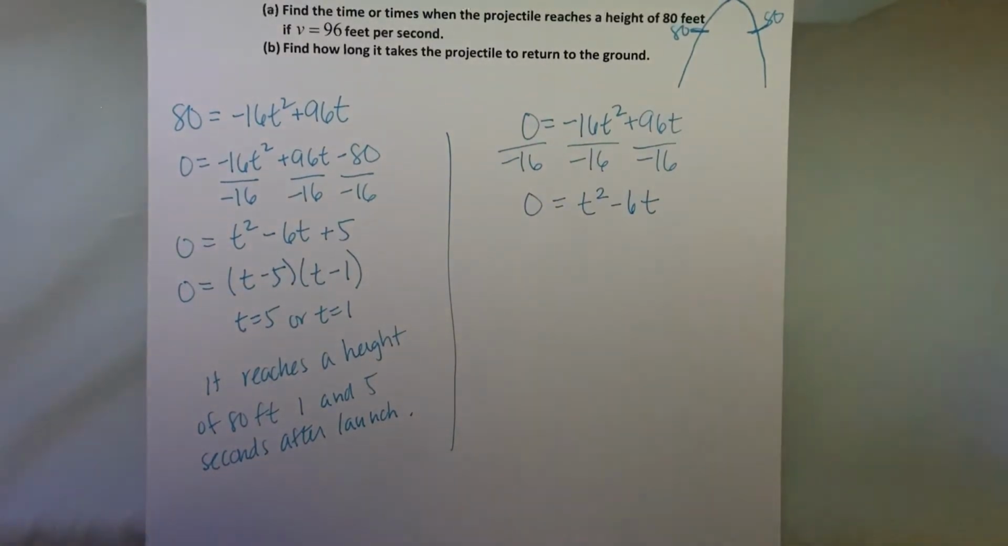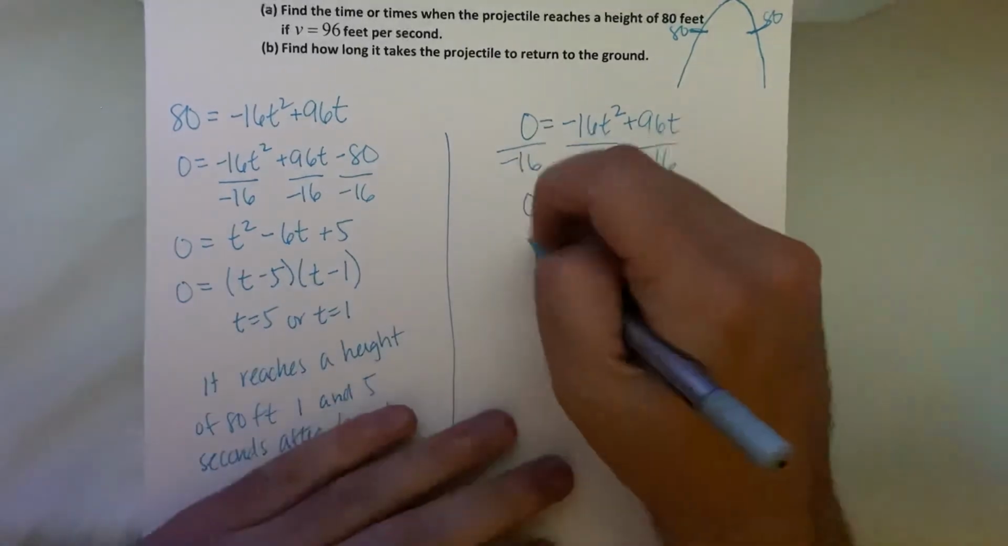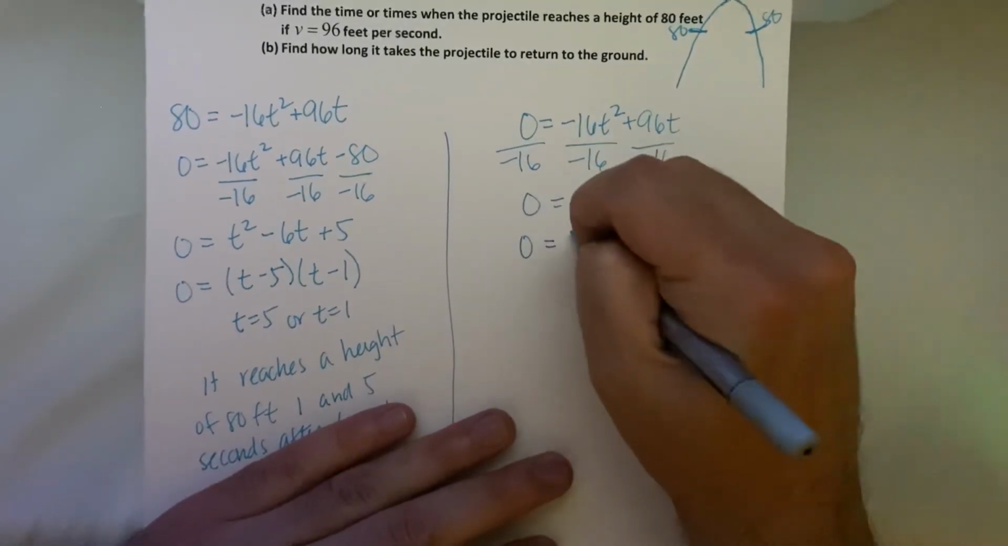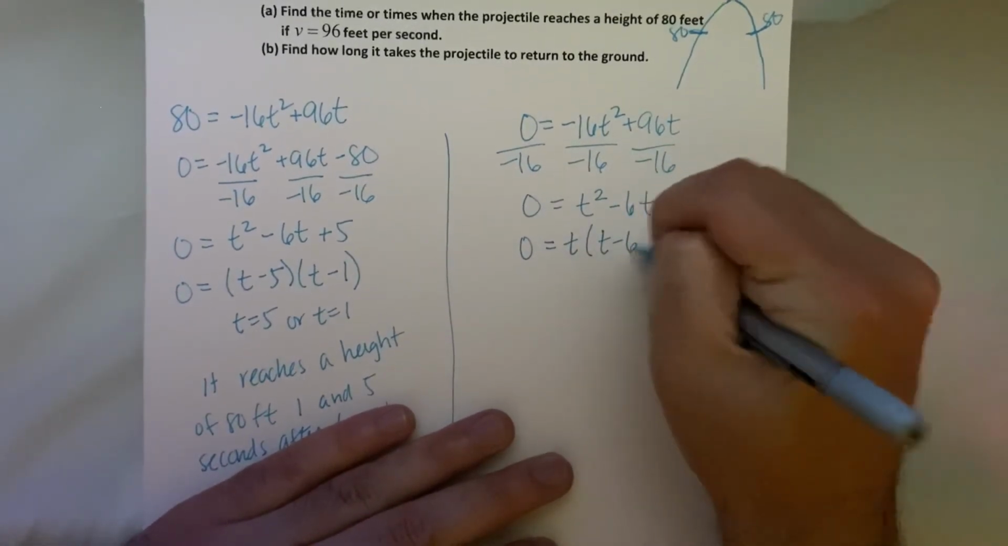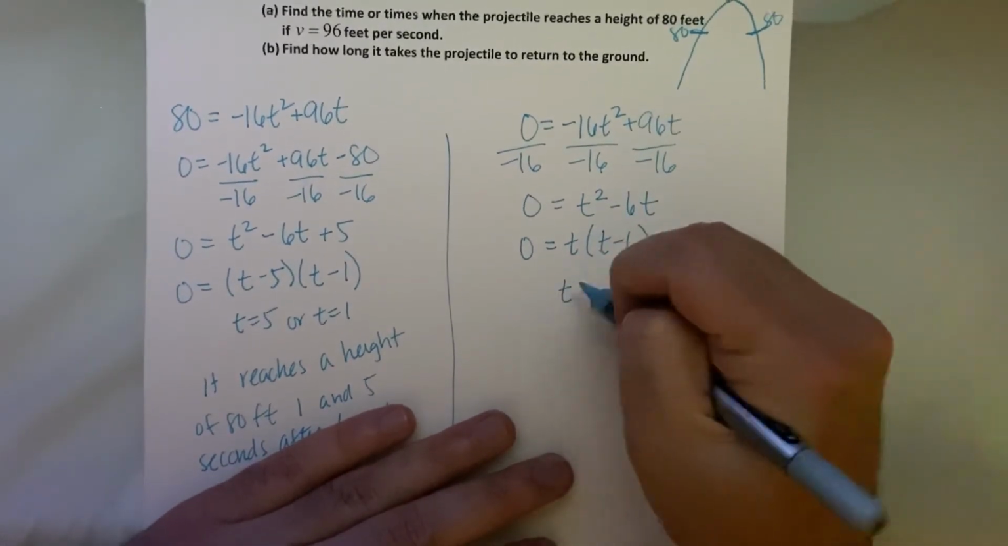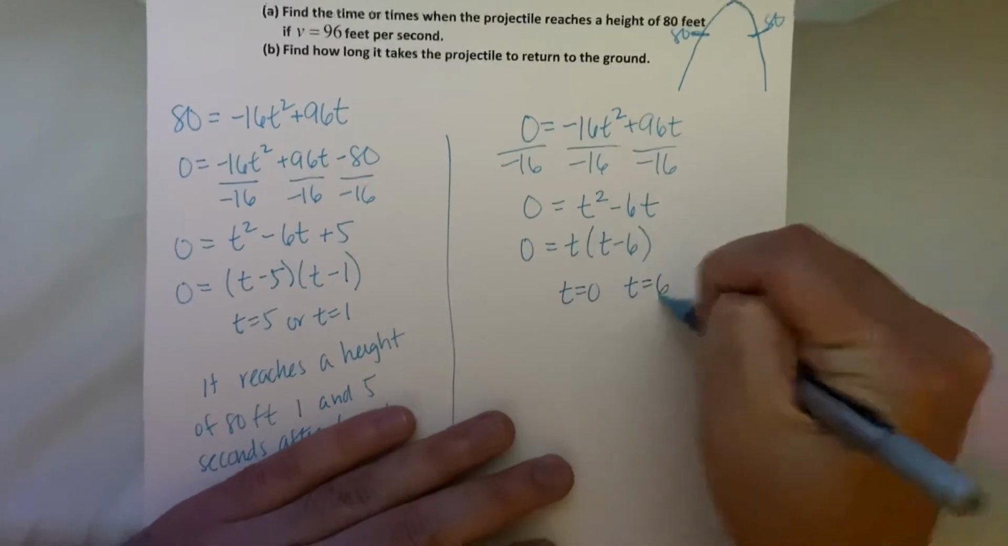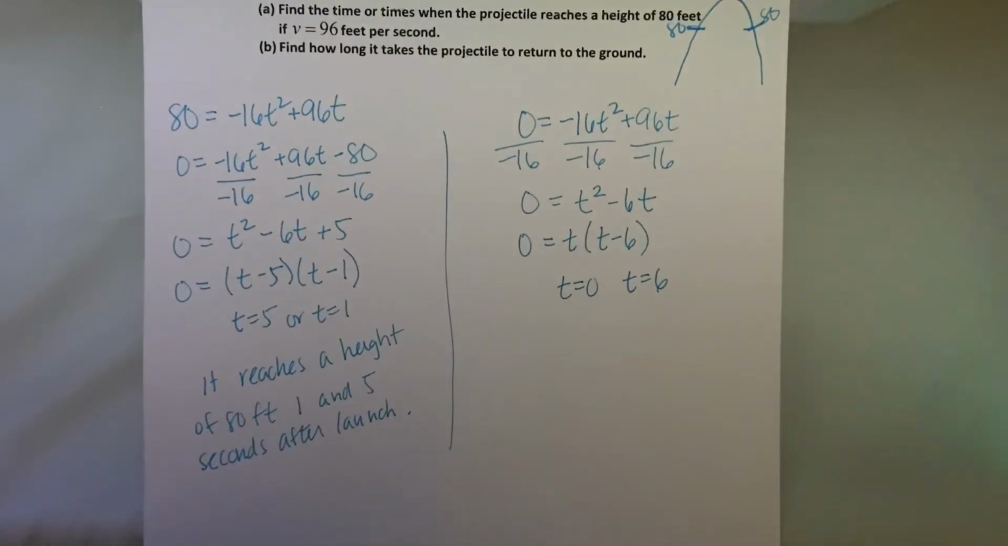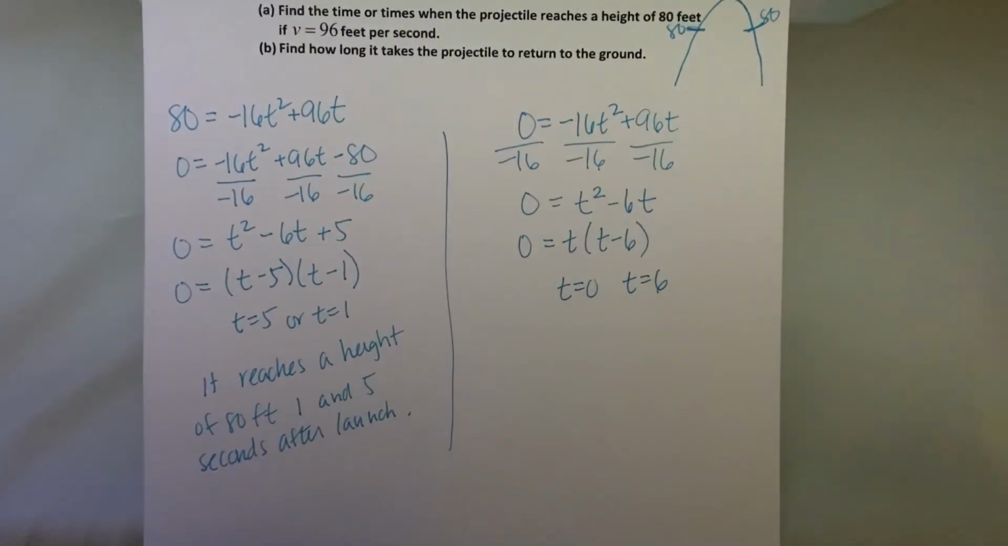But remember, there's something you're always supposed to check for when factoring. Usually we divide it out, but in this case it's a variable, a common factor. They both share a t. So this is t times (t minus 6). So this is like t plus or minus 0. So this is t equals 0 or t equals 6. So it's on the ground after 0 seconds and after 6 seconds.